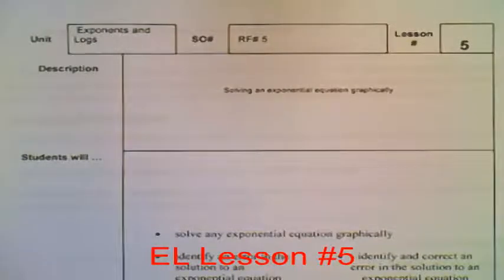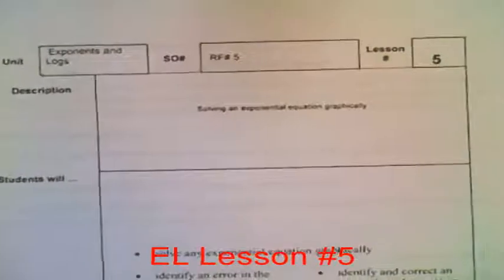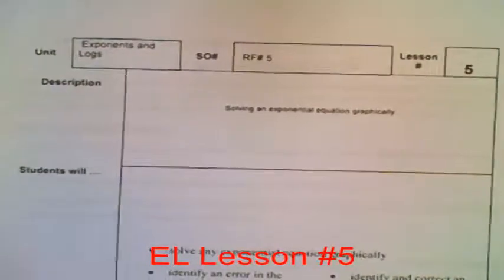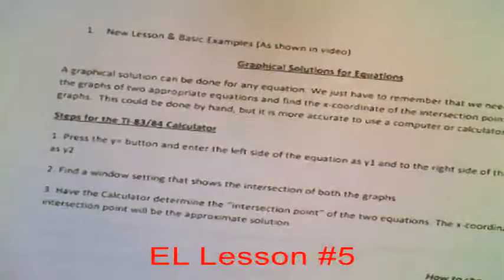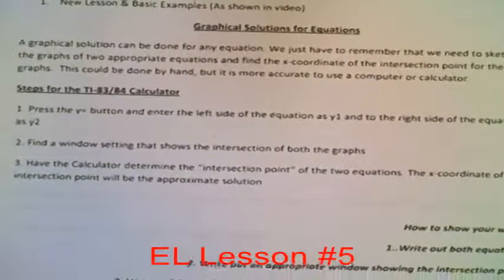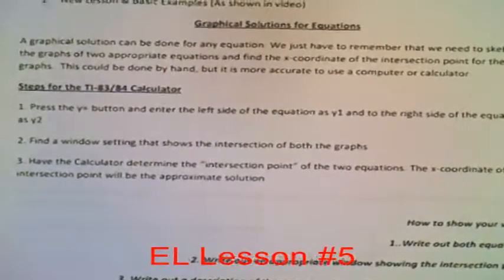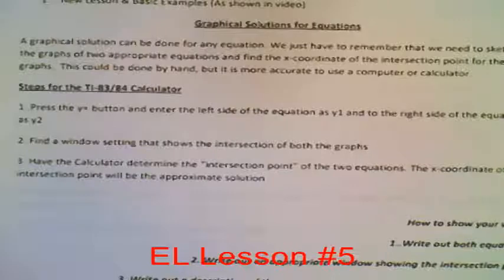This is Lesson 5, and this is on graphical solutions to an equation. What we do here is use a calculator, so you do need a graphing calculator to make this work. Graphical solutions can be done for anything. All we need to do is sketch the graphs, find the crossing point or the intersection point, and the x-coordinate of that is the solution. And so we can use it to solve basically anything.